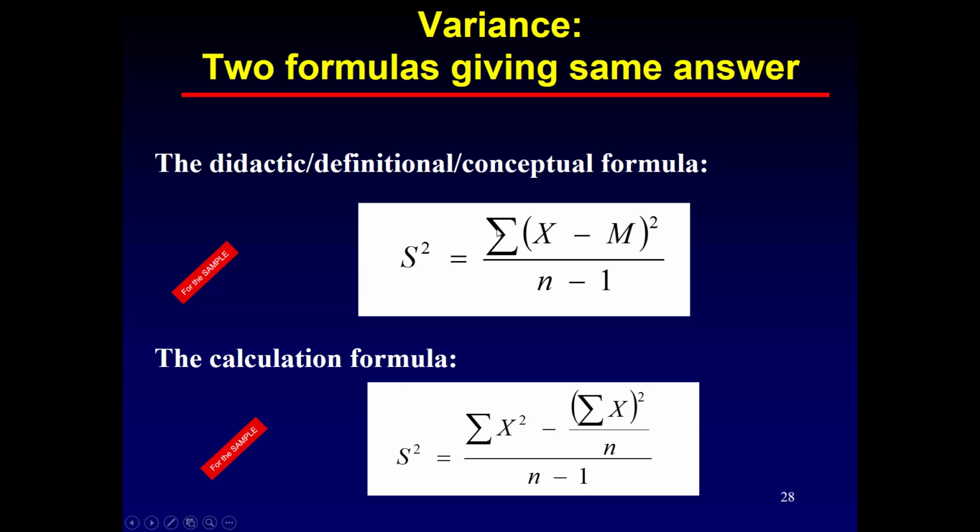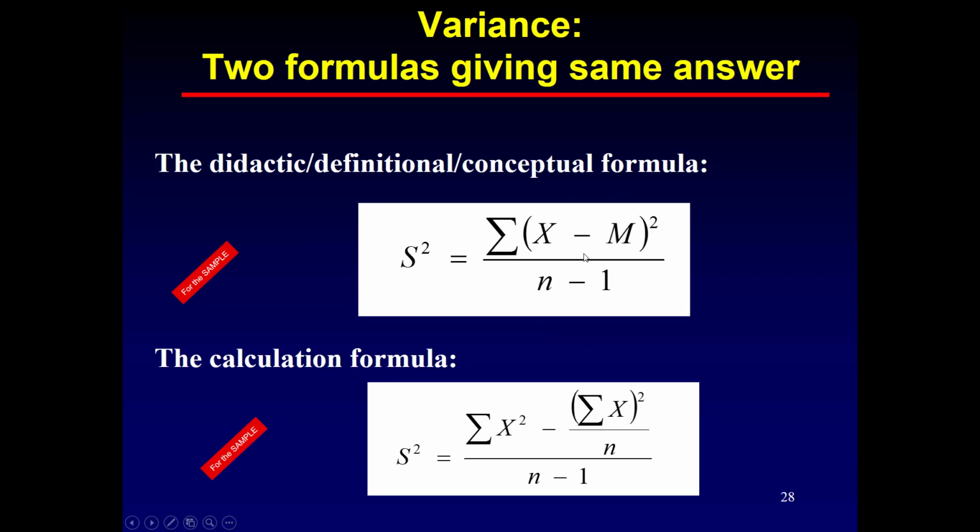And we can apply this formula. This is the one that's on your yellow sheet, that's labeled probably the didactic or the definitional or the conceptual formula. This really shows you what the variance is. What is the variance? Well, it represents an average. So you're summing things together and dividing by a number. The average of the squared deviations from the mean.